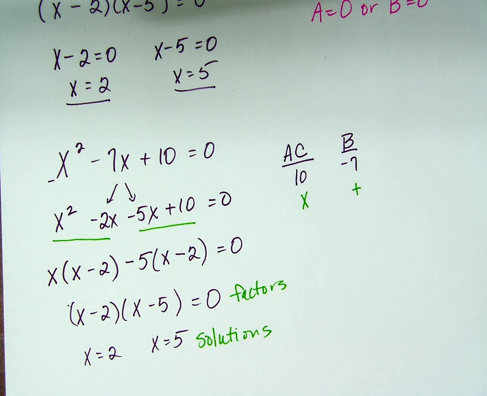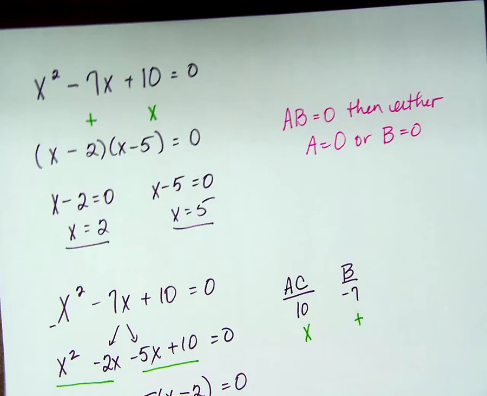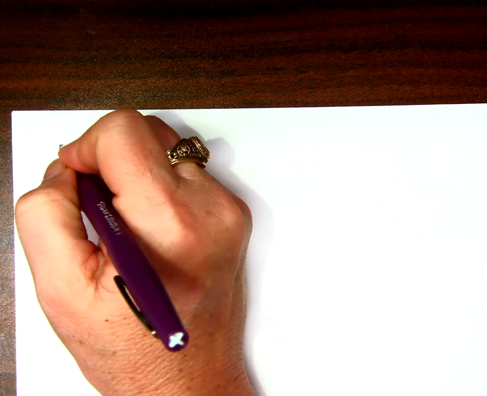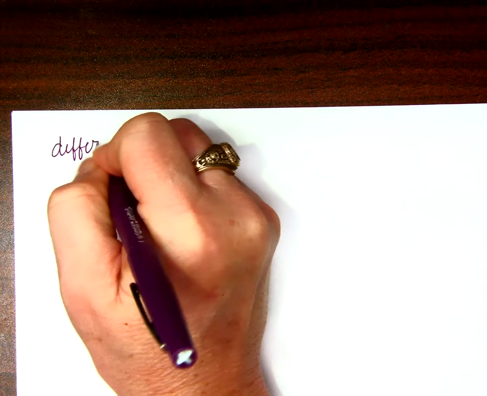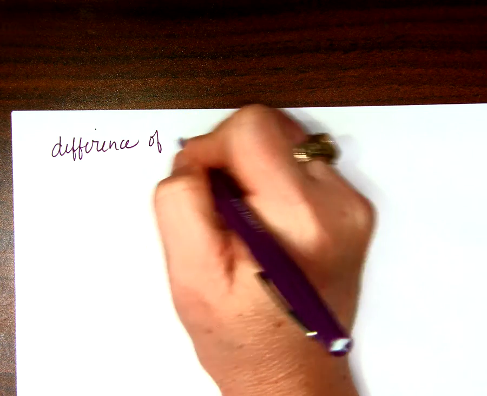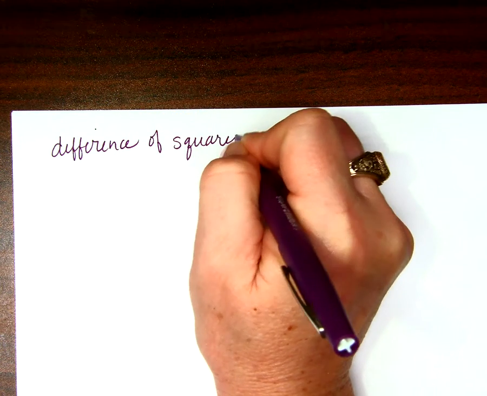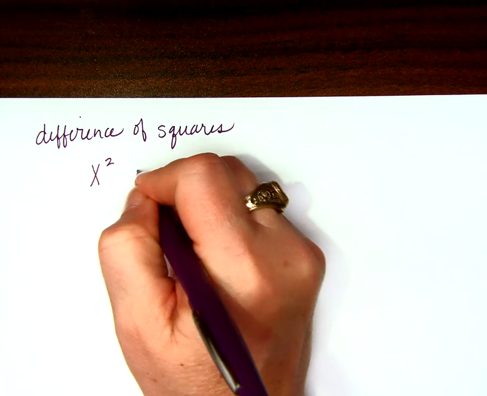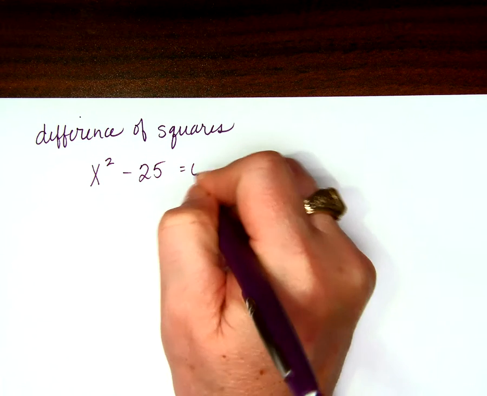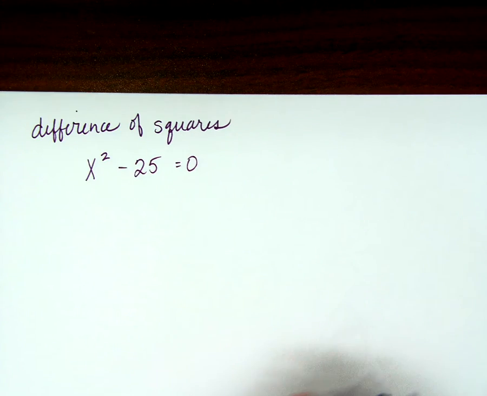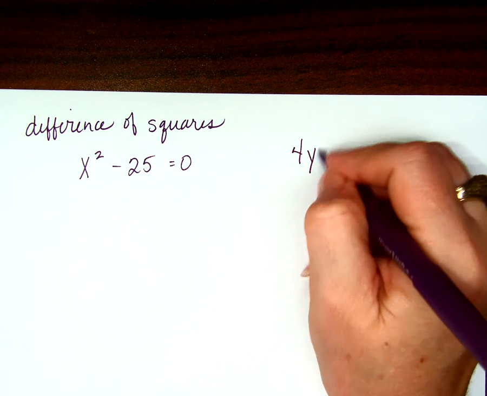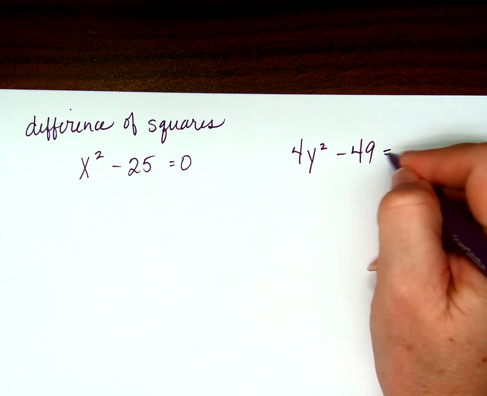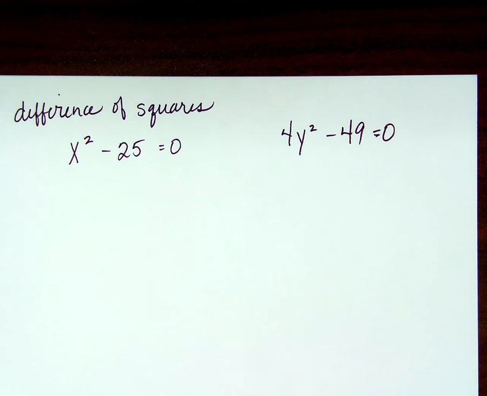Okay so far? Okay. Now, some other factoring that we can do, some other ways we can solve quadratic equations are by using the difference of squares. If we solve the difference of squares, it'll look like this. Or it might look like this. Do you see why those are called difference of squares?